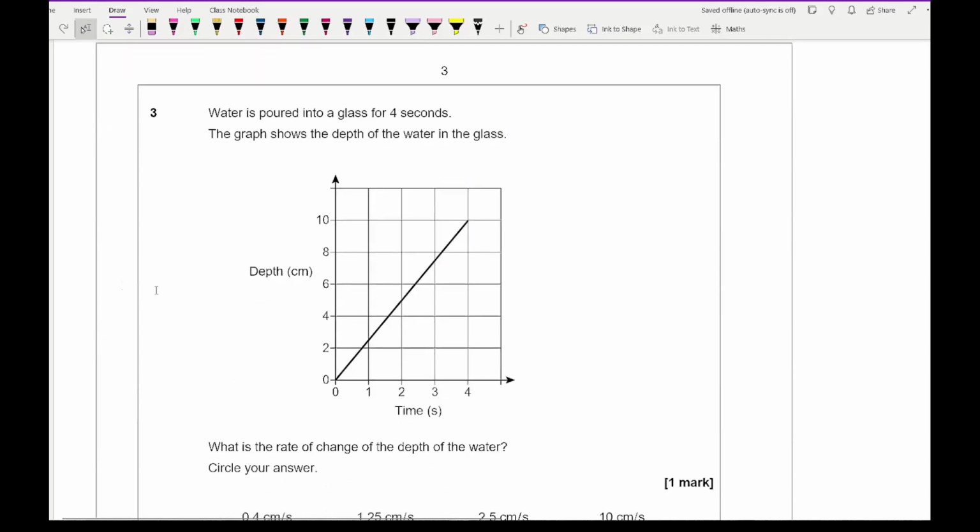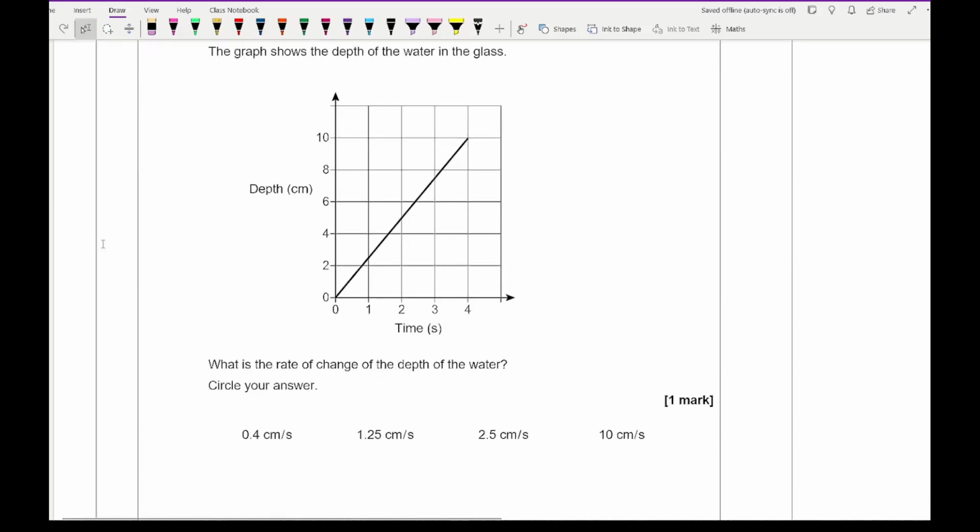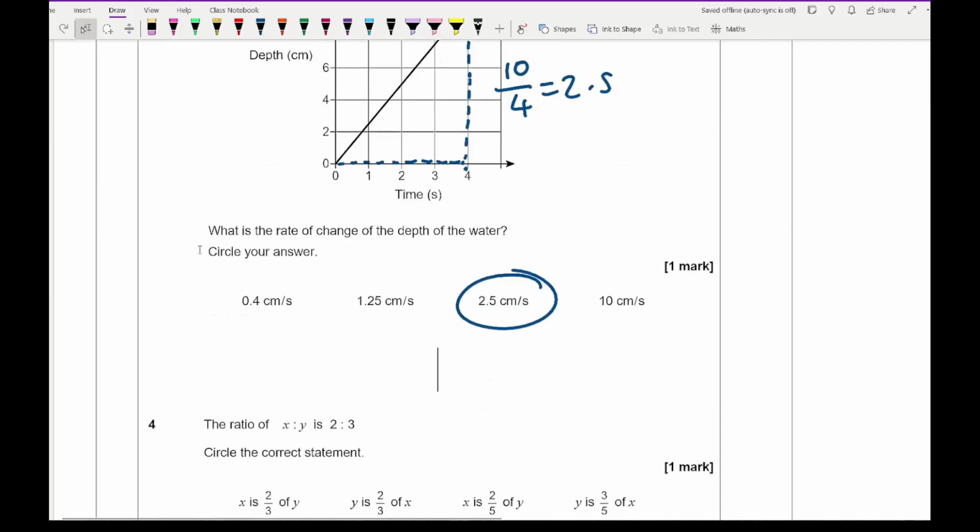Then moving on to question 3, it says water is poured into a glass for 4 seconds. The graph shows the depth of the water in the glass, and it asks what is the rate of change in the depth of the water. For this, we just need to work out the gradient. We count how many squares are going up, which is going to be 10, not 5, and then the distance going across, which is 4. So it's 10 divided by 4, which is 2.5, which is again our third option.